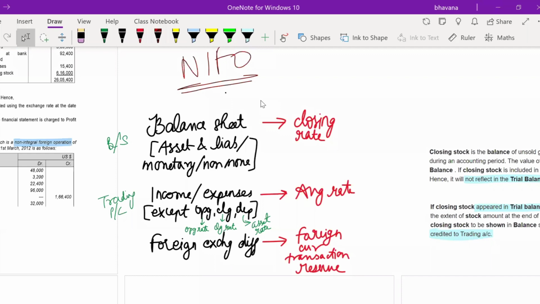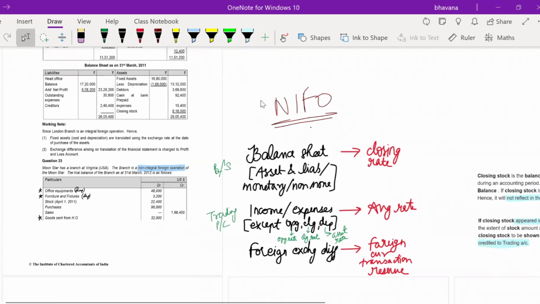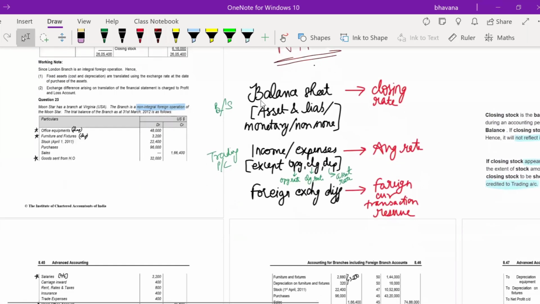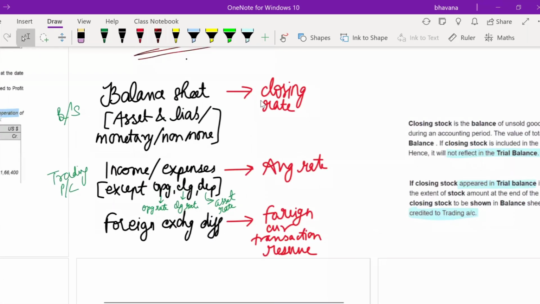In our ICAI book, I did not find any question related to that, so I've taken a question from the practice manual. But first, let's see the conversion rate.